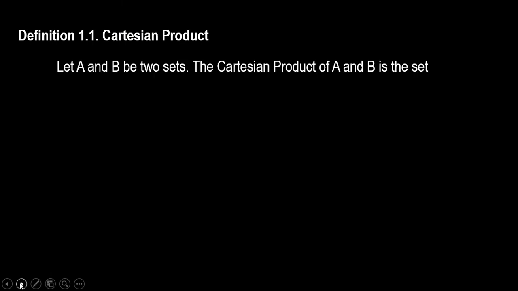Okay, so before we have the formal definition of the relation and function, we need to recall the idea of the Cartesian product. We let A and B be two sets, and the Cartesian product of A and B is the set of ordered pairs (a, b), wherein a is an element of set A and b is an element of set B.